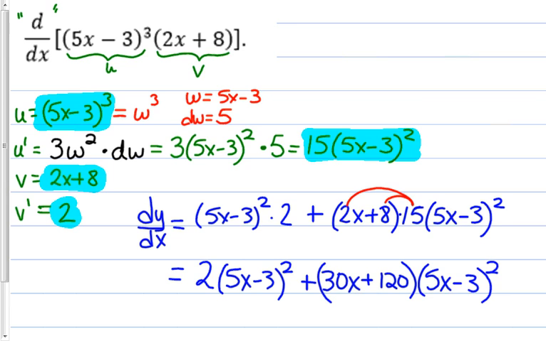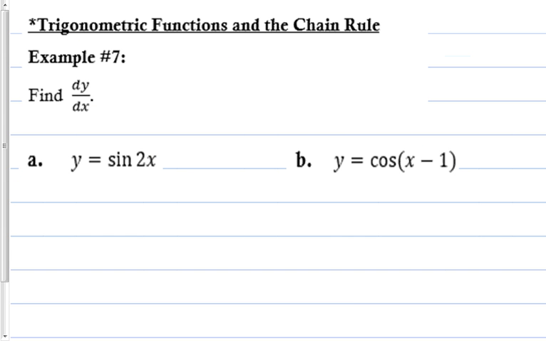All right, next. Example 7 and the last example. Trigonometric functions and the chain rule. Example 7, find dy dx. Okay, so these are considered chain rule. These are fairly simple though, for right now anyway. So y equals, I'm looking at a, y equals sine 2x. Okay, so figure out what is the inside function or the outside function. Hopefully you're like, oh, this is the inside function. So this is u. So this is going to be sine of u.